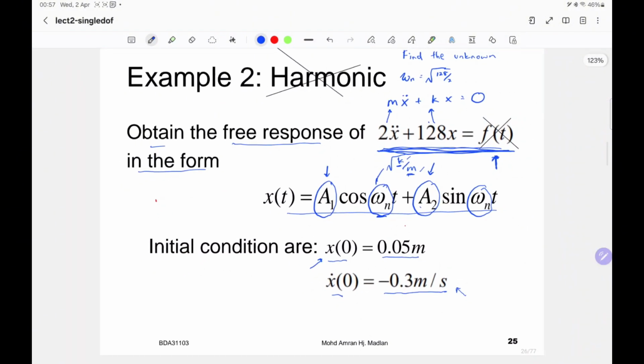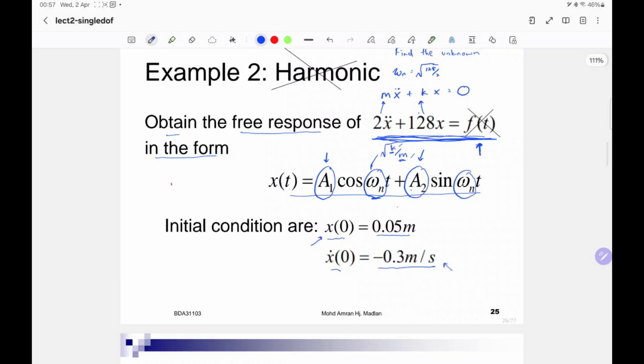Next, what we need to do is use the initial conditions to find A1 and A2.